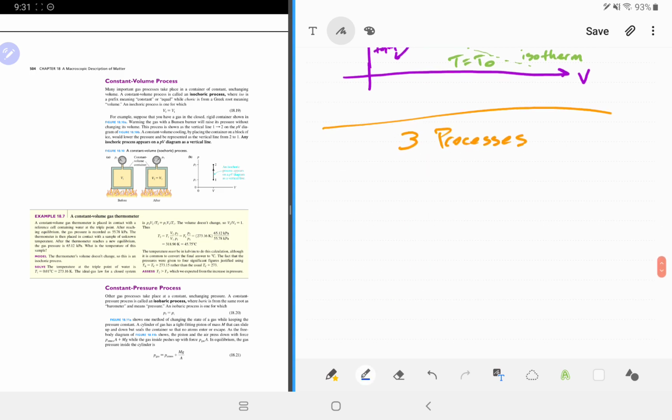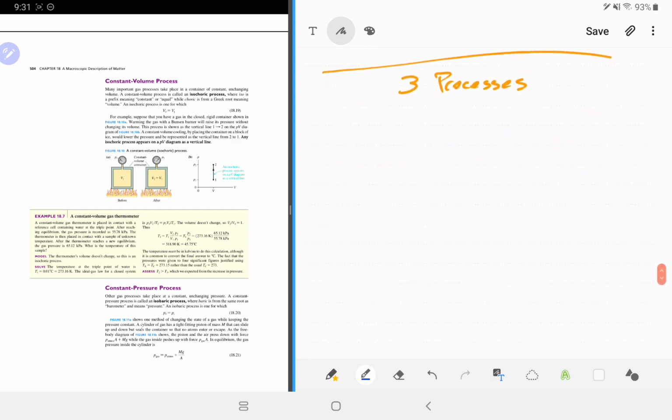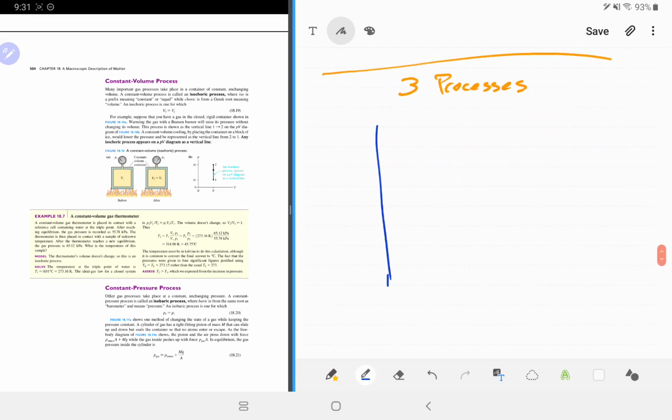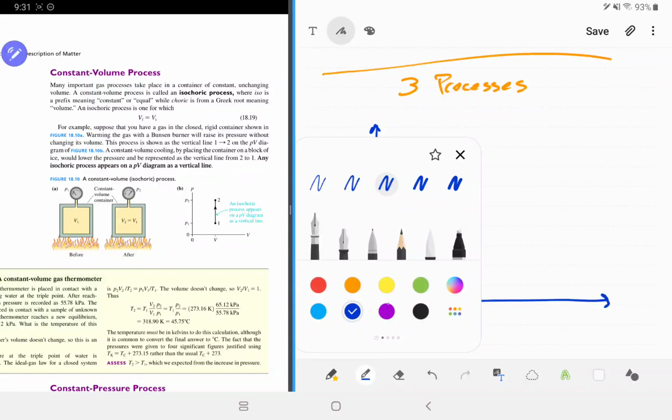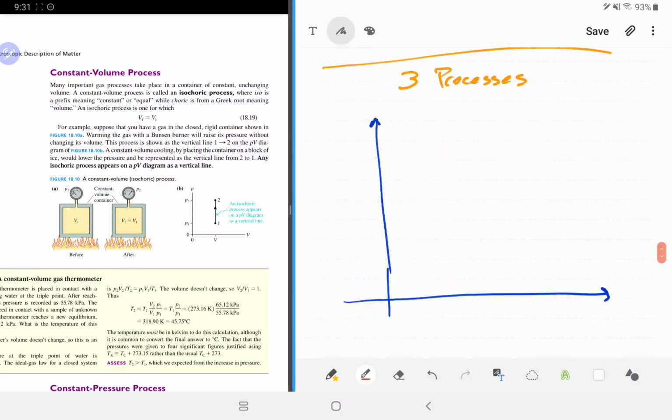So the three processes, I can just draw them all on a single PV diagram. Your book gives nice examples of physical situations where these would arise. We've already seen one of them, and that's the constant volume process. That arises if you have a sealed container.